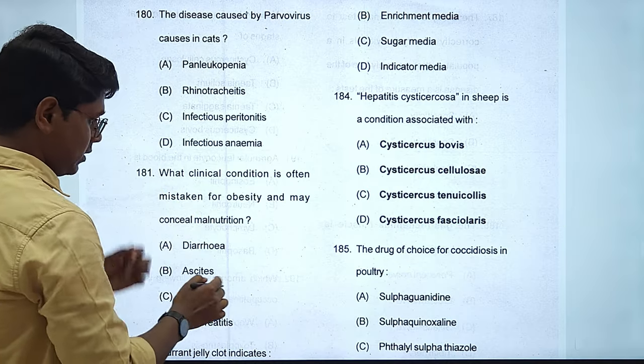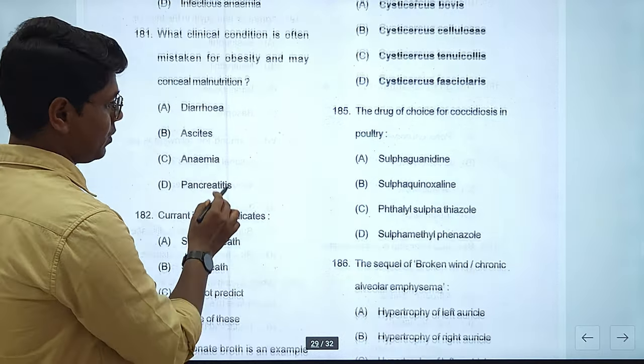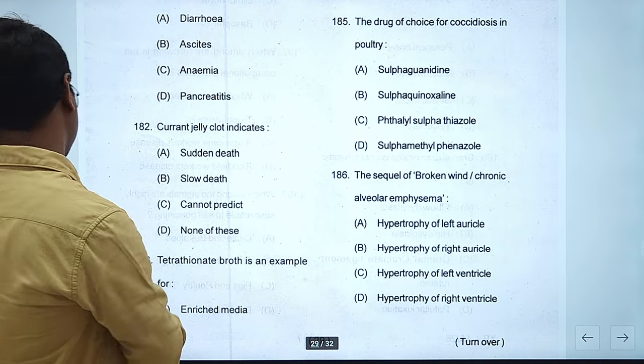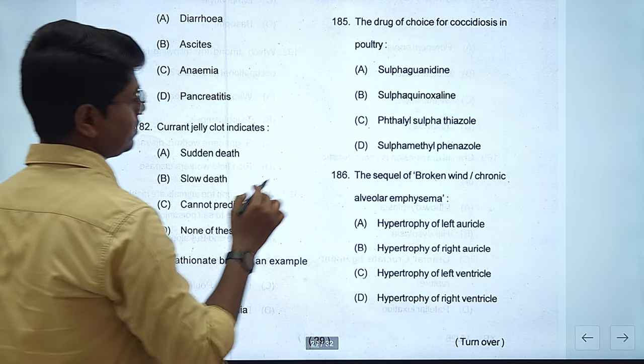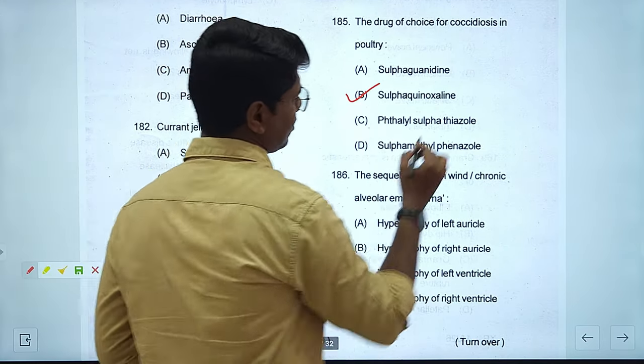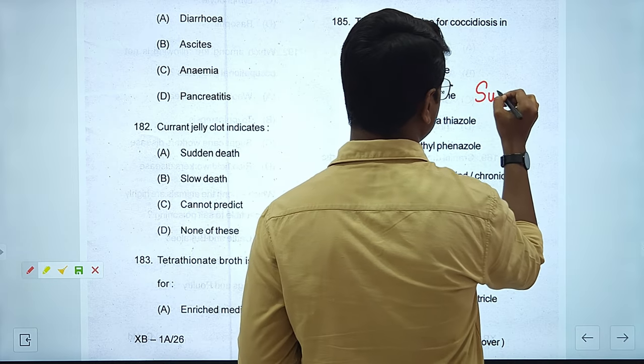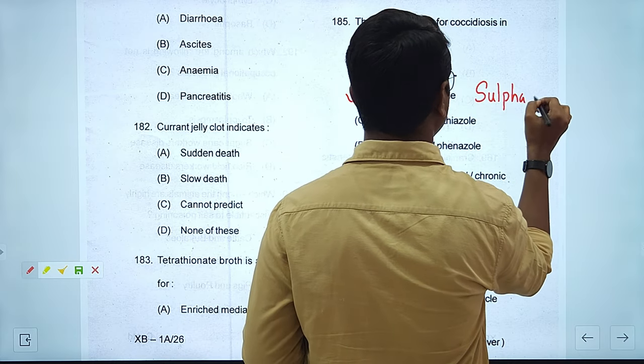Next question. The drug of choice for coccidiosis in poultry is sulfaquinoxaline, and you can also give sulfadimidine.